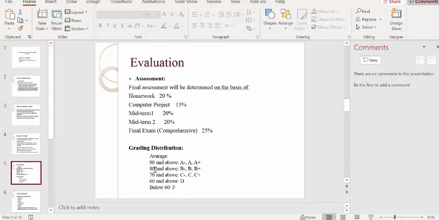The same rules apply to your B minus, B, and B plus. Basically, 80 to 83 will be B minus, 83 to 87 will be B, and 87 and above will be B plus. This applies to C, D, and F. So that's the grading policy.